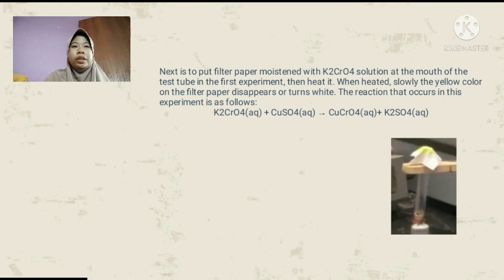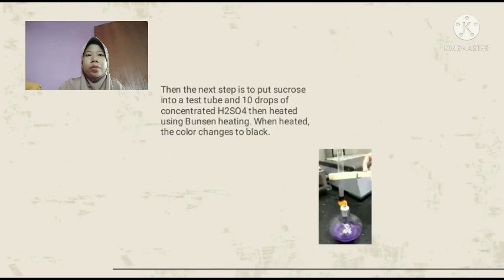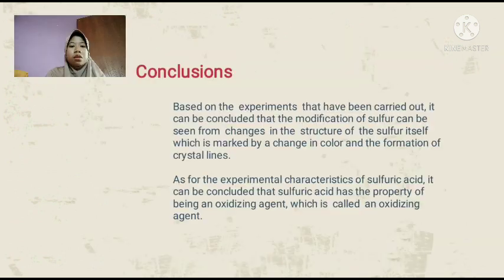Next is to put filter paper moistened with potassium chromate solution at the mouth of the test tube in the first experiment. Then heat it. When heated slowly, the yellow color on the filter paper disappears or turns white. Then the next step is to put sucrose in a test tube and 10 drops of concentrated sulfuric acid, then heat using a Bunsen burner. When heated, the color changes to black.